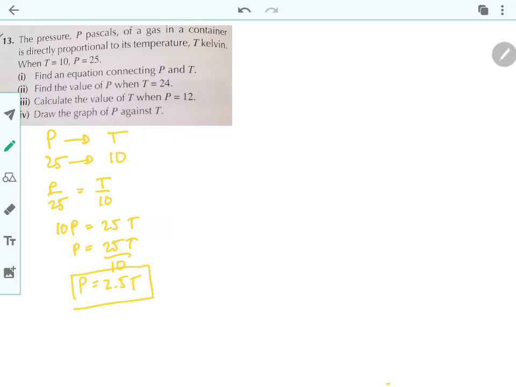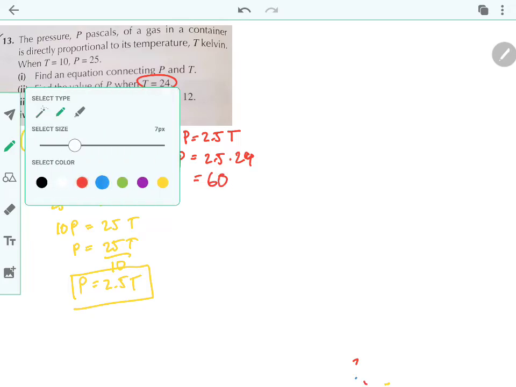Okay, now that's number 1. Now for part 2, you can see find the value of P when T equals 24. So what we need to do is substitute the value of T equals 24 into the equation. So P equals 2.5T, or you can say P equals 2.5 times 24. Okay, so that will be equal to 60.